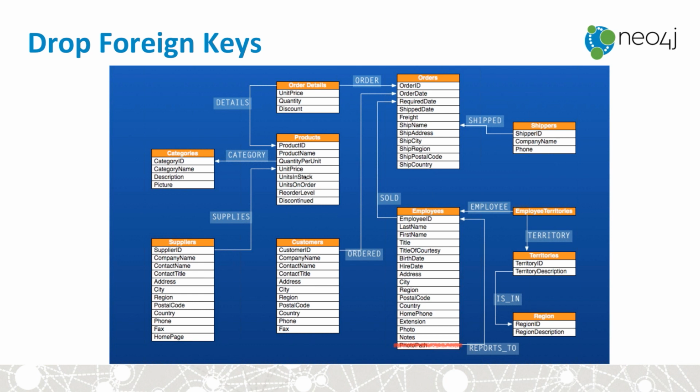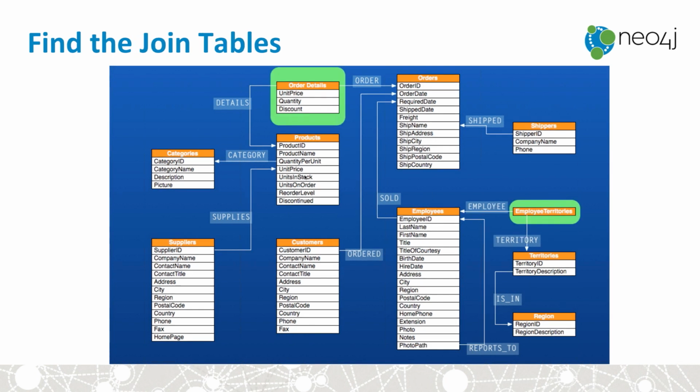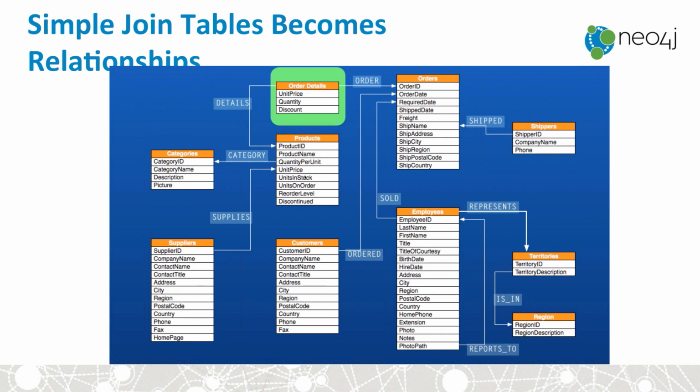This allows us to kind of remove some of the complexity of the model. We find our join tables, and in this case, the order details table joins between orders and the products. And the join tables also become relationships themselves.